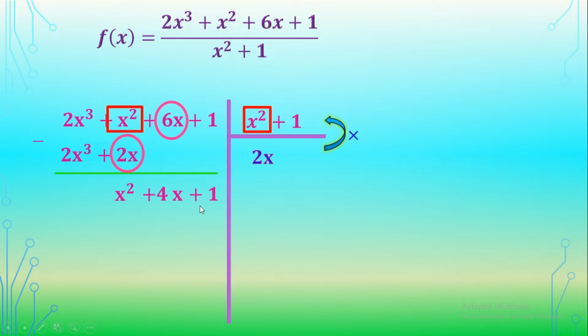Well, how to divide right now? We have to divide x squared by x squared. Note that x squared divided by x squared is 1.